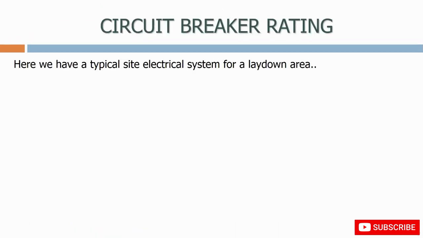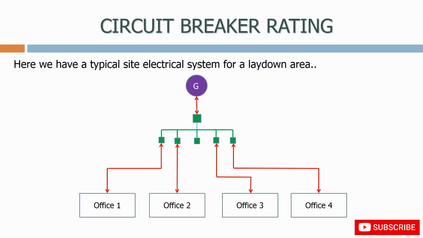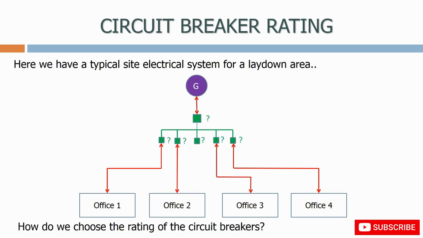Here we have a typical site electrical system for the laydown area. Firstly, we have the generator, which is connected by cable to a main distribution board, which then feeds some site offices. The question is, how do we choose the rating of the circuit breakers?